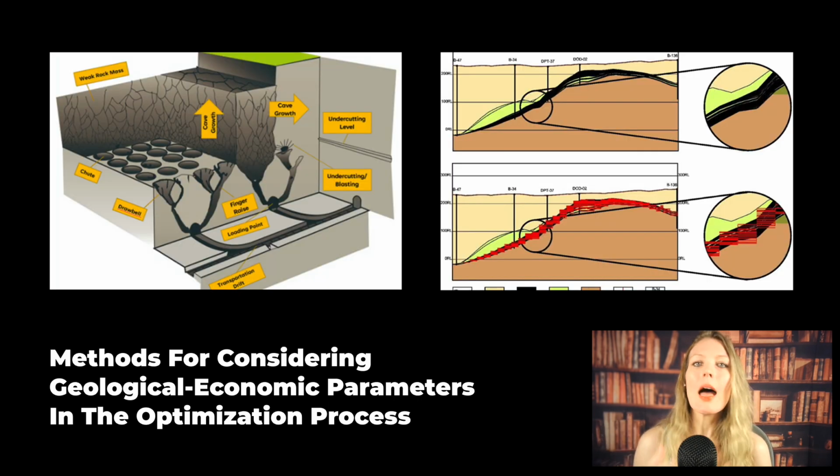So let's talk about how we can figure out the best way to set up mining blocks by looking at geological and economic parameters. When it comes to optimizing stopes, it's all about mixing geology and money smarts to keep things efficient and safe. And there are a bunch of ways to decide on the perfect shape, size, and layout, juggling things like rock stability, how much ore we can pull out, and whether it's actually worth the cash.